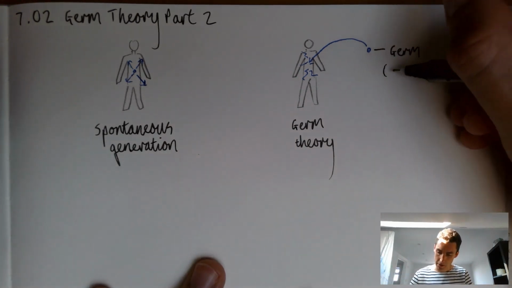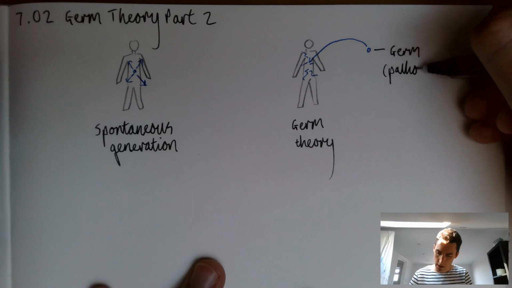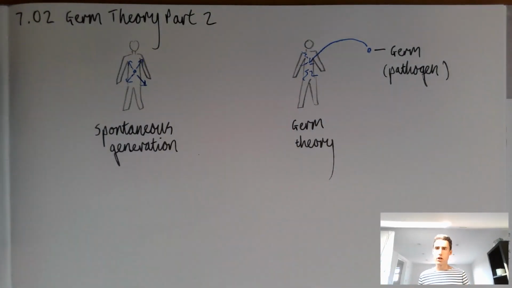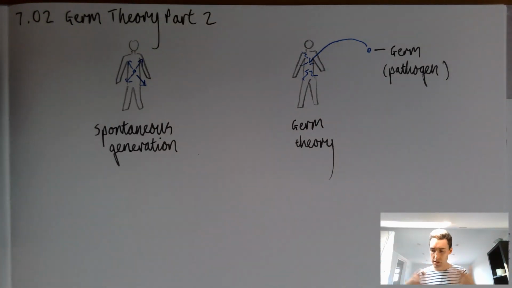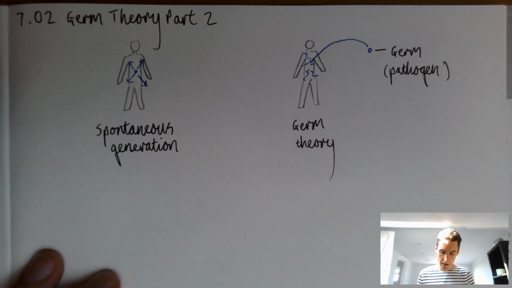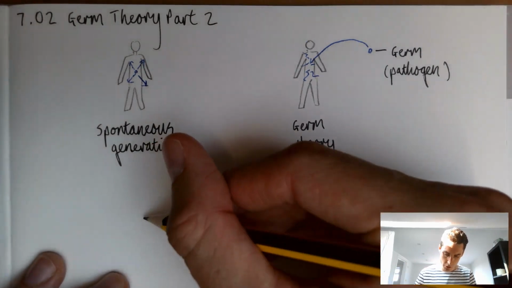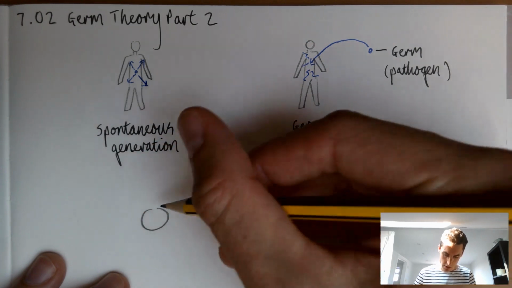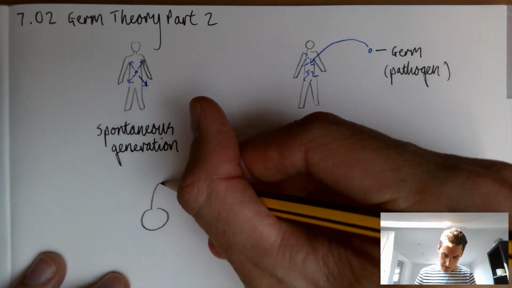I might even call them pathogens here, because that's what we're going to be coming back to again and again throughout this scheme of work, that the pathogen is the thing that causes these subsequent processes to happen. So we're going to look at the experiment with the swan neck flask. I'm going to draw two of these, and I'll explain to the students, and you can do this as well when you're teaching this, exactly what happened.